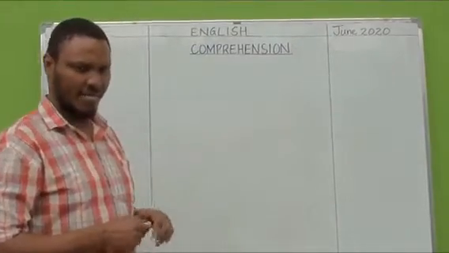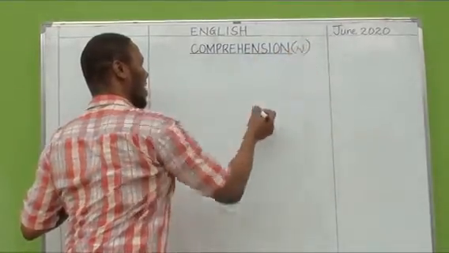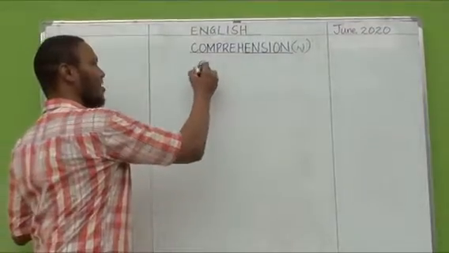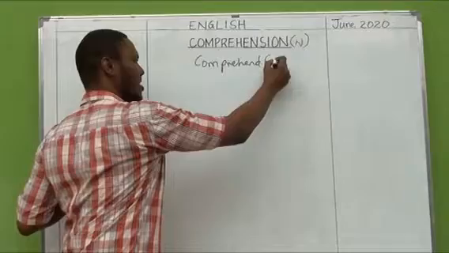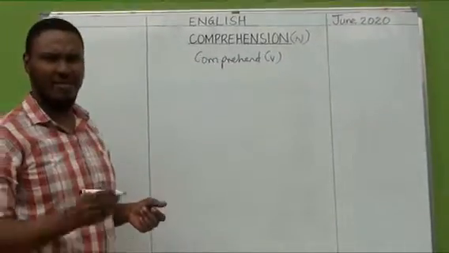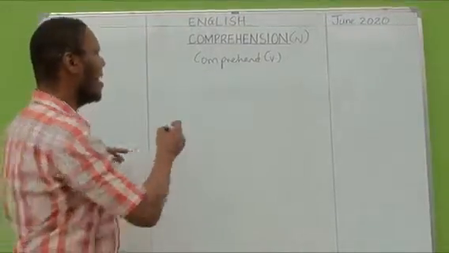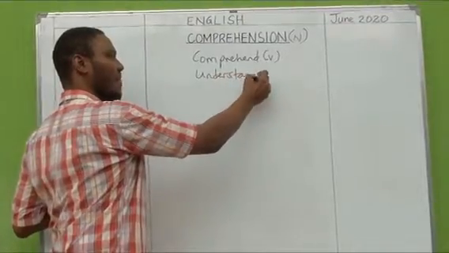Comprehension is, now when you look at the word comprehension, comprehension is a noun. Comprehension comes from the word comprehend, which is a verb, a doing word. Now to comprehend, if I tell you, do you comprehend what I'm saying? To comprehend means to understand. That means, do you understand what I'm saying?